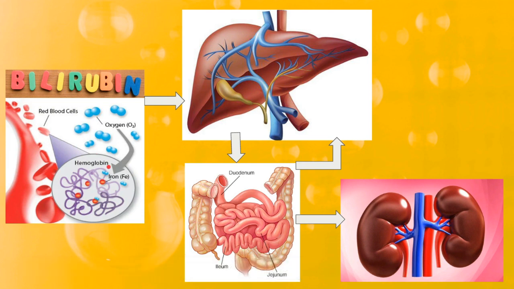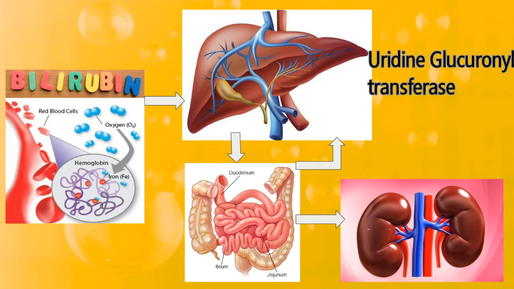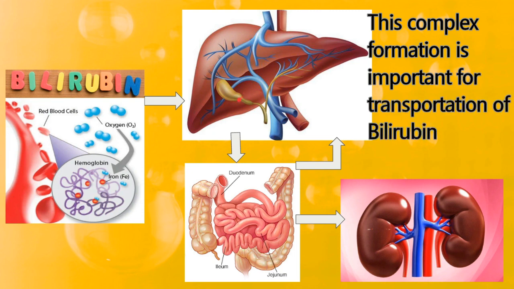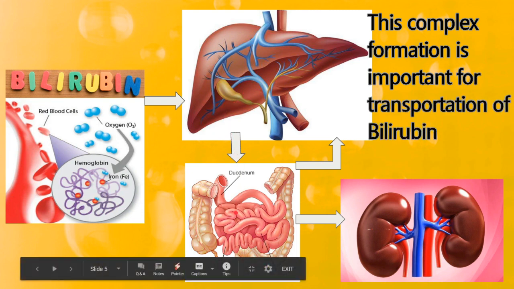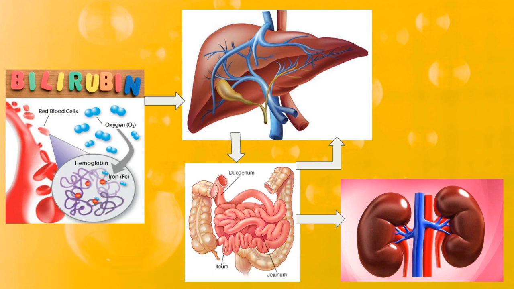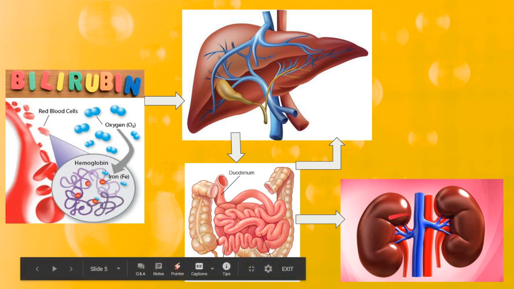Now, this bilirubin after forming enters inside the liver. And in the liver, this bilirubin is conjugated with UDP glucuronate with the help of the enzyme uridine glucuronide transferase. After conjugation, this complex enters the gut, the small intestine and large intestine. Here in the gut, this complex is oxidized into urobilinogen. Now this urobilinogen enters inside the kidney.